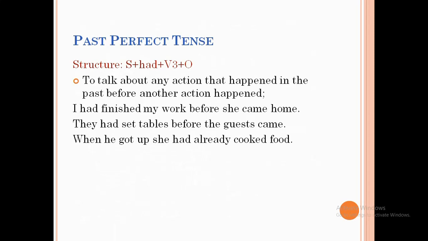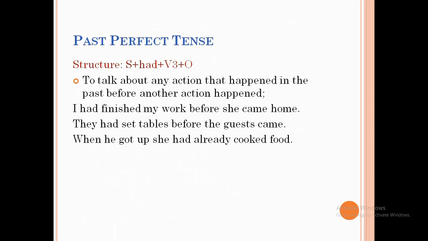Another is past perfect tense. The structure of past perfect tense is subject plus had plus V3 plus object. Past perfect tense is used to talk about any event or action that happened in the past before another action happened. We use past perfect tense to talk about any action, event or incident that happened in the past before any other action happened.